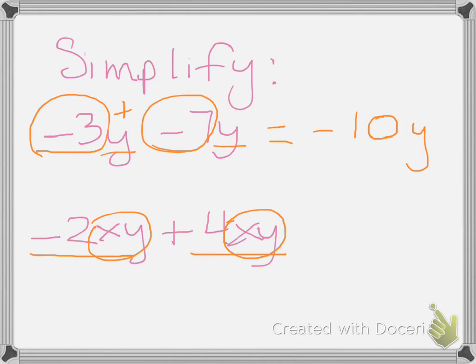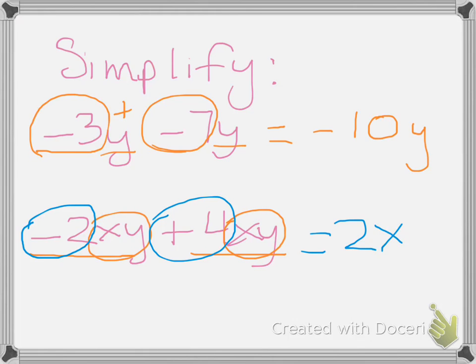So what we're going to do is we're going to combine their coefficients. And remember, the coefficient is the number out in front, so I have a negative 2 and a positive 4, and I'm going to add those together. So negative 2 plus a positive 4 equals a positive 2, and then I still have my xy with it. And that's it on that one. I have a few more examples.